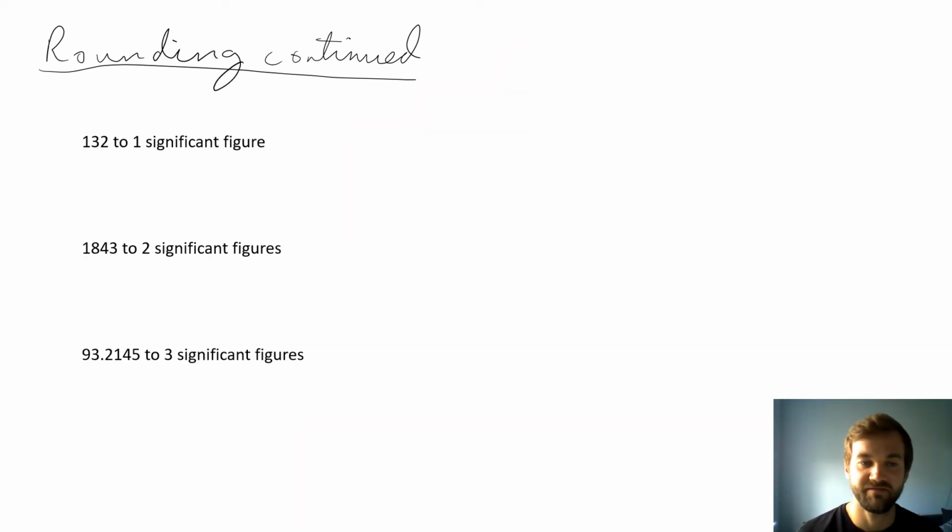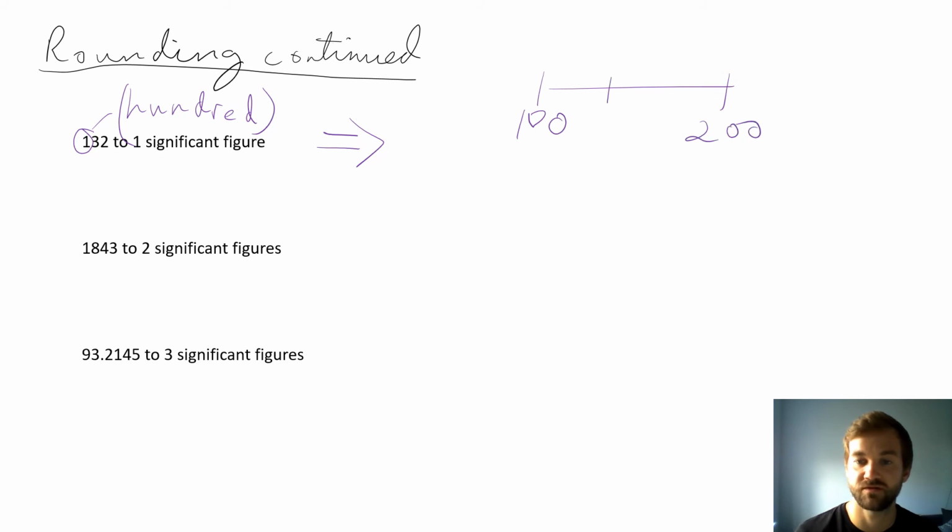Okay, so significant figures are non-zero digits. If it says round to one significant figure, you look at the first non-zero number. So the first non-zero number is in the hundreds place, so this is just the same as rounding to the nearest 100. Well, 132 rounded to the nearest 100 is 100.